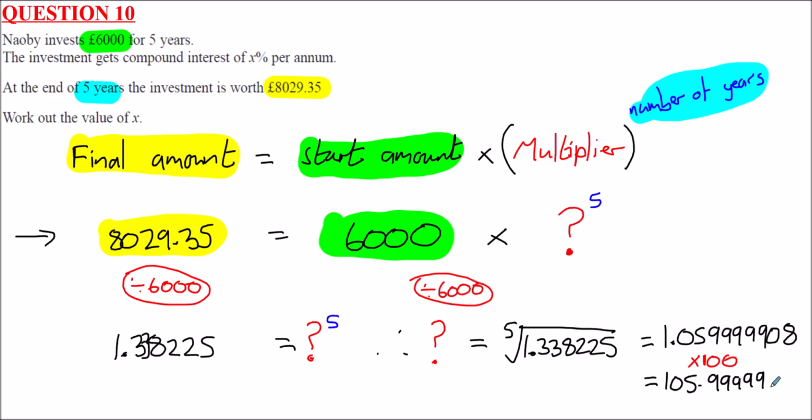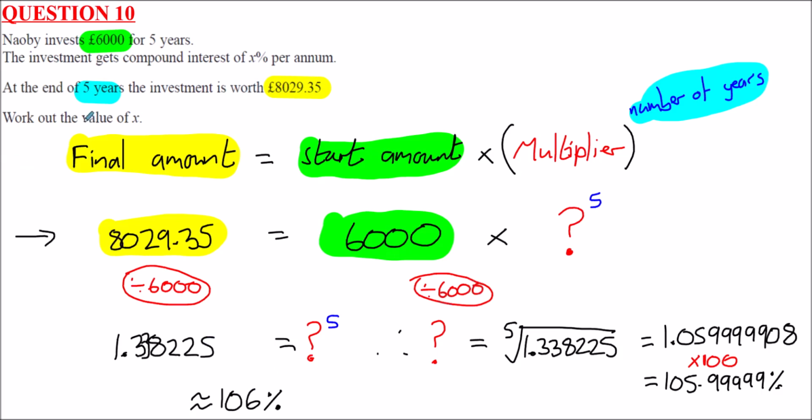Now remember, before anything happens to an amount, you always start with 100%. So 105.99999 is, as near as damn it, 106%. So this multiplier must be an original 100%, because remember we always start with 100% of a value, plus an extra 6% on top. The interest is just simply the added extra percentage on top of the 100% you begin with. So to go from 100 up to 106%, we must have added on 6% of interest.